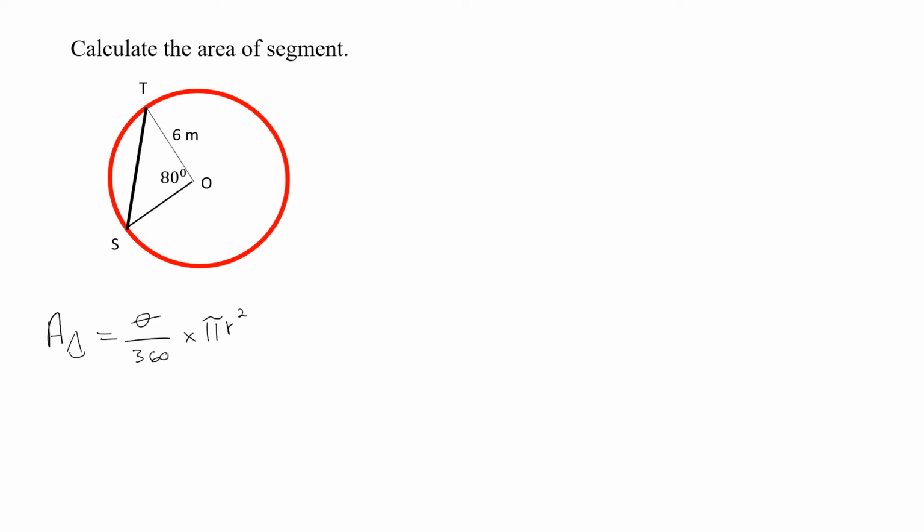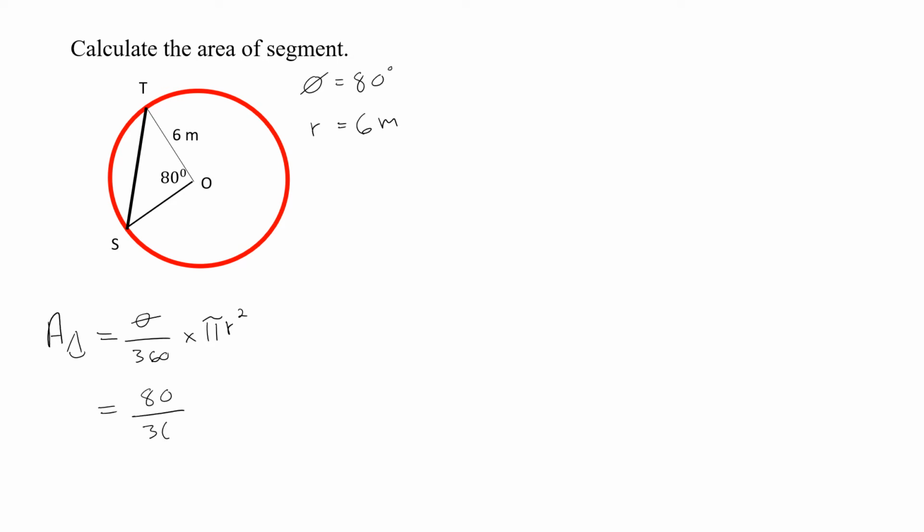And of course, it's always wise sometimes to pinpoint your values first. So you could say, for example, theta in this case is 80 degrees. You could say r is 6 meters. And I think that's about what we need to know. So from there, we just move on. So we just substitute our values.